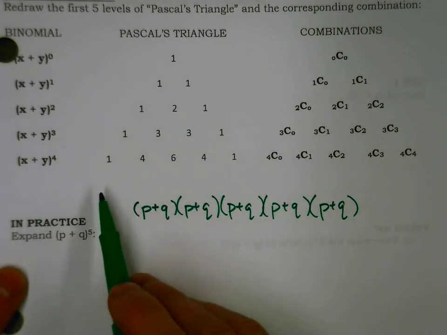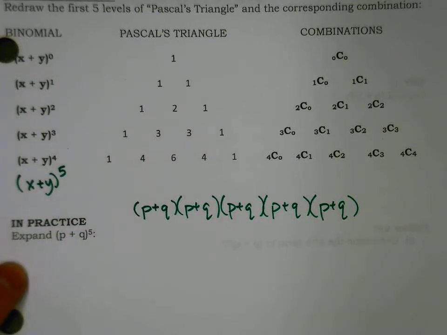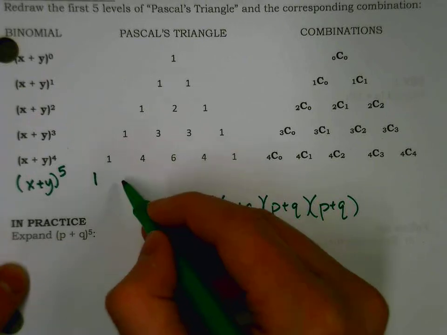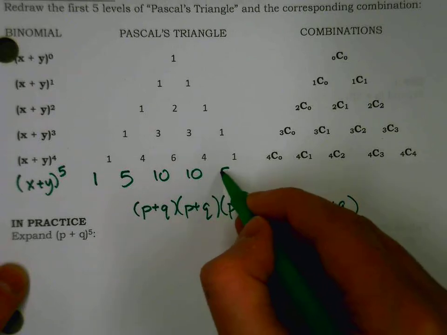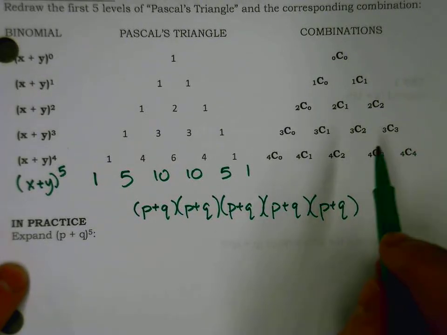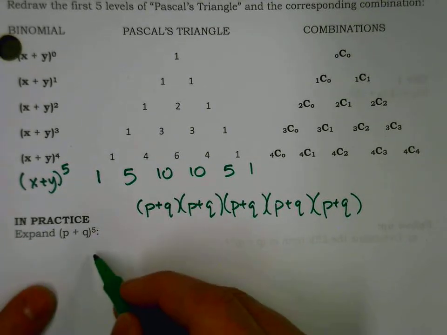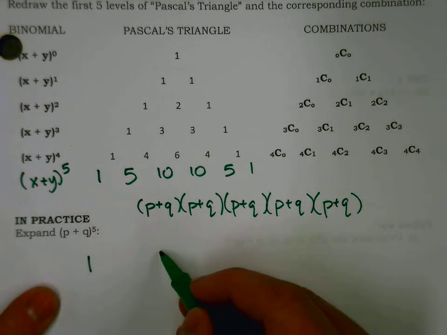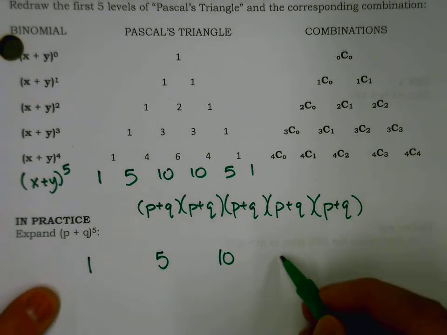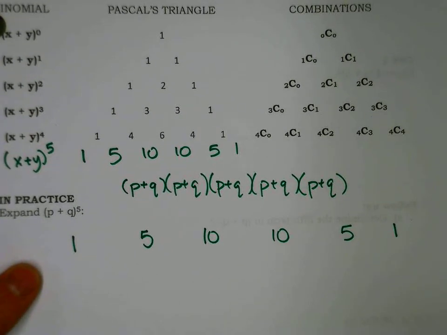So in the expansion of (p + q) to the power of 5, I can consider the next row here, the sixth row in Pascal's triangle, which is (x + y) to the power of 5, as having coefficients 1, 4 plus 1 is a 5, 10, 10, 5, 1. I'm not going to jump into the combination values yet, but I'll start with Pascal's triangle. So if I know that the coefficients of this expansion should be 1, 5, 10, 10, 5, and 1, all that's left is to place in the p's and the q's.